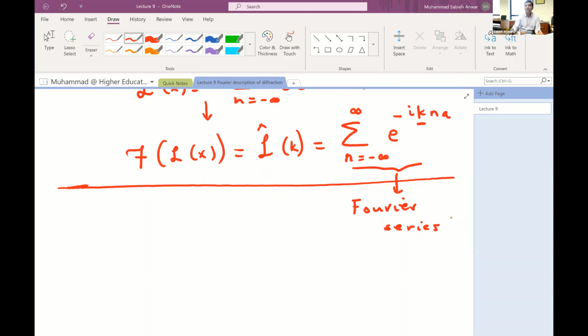Are you familiar with Fourier series? What is a Fourier series? Anyone? I think this is really important. We all need to know what Fourier series are.